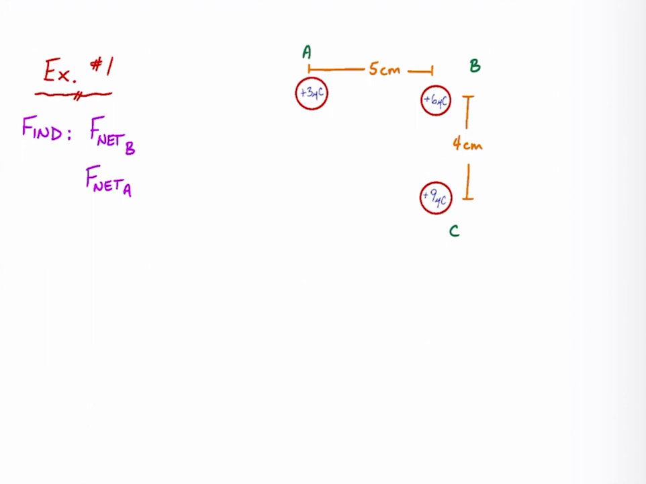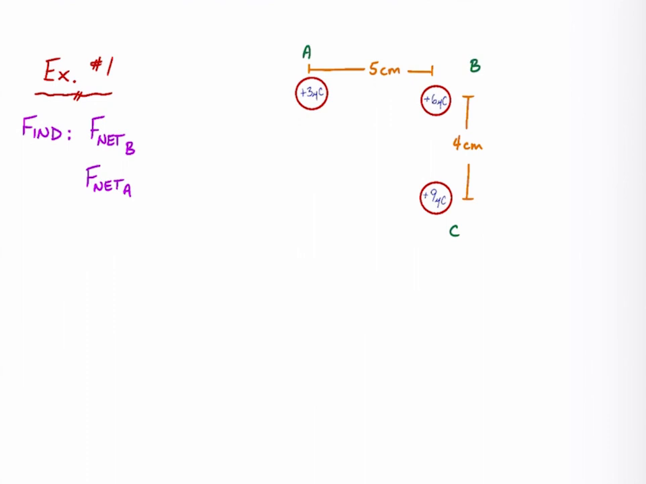So if we look at B, it's both being repelled upwards by C, because it's going to be repelled away from C, and it's going to be repelled to the right from A. So really, B is going to be repelled up and to the right, so we want to figure out that combination of those forces, how is that actually going to cause charge B to move or accelerate.